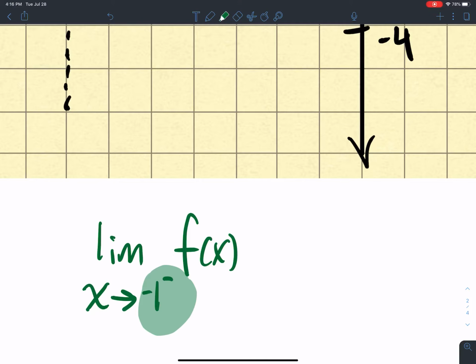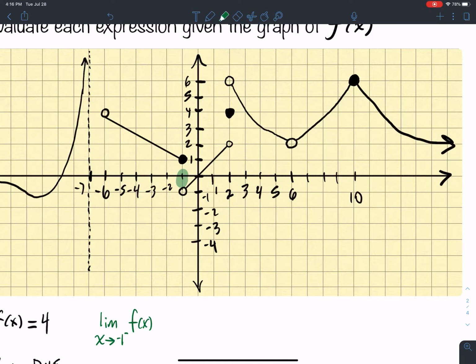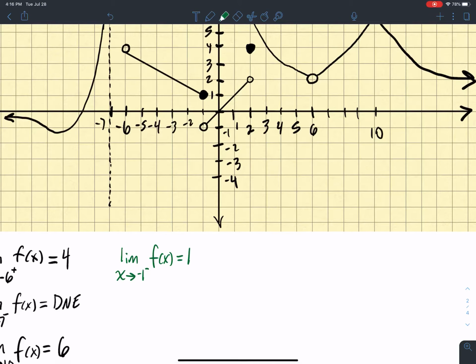So -1, limit as x goes to -1 from the left, because that's a negative there. And so -1 from the left. So -1 is here, so coming in from the left, it looks like this is going to be 1 here, okay? Now limit as x goes to -1 from the right side. So heading down to -1 from the right, looks like that's going to equal -1.